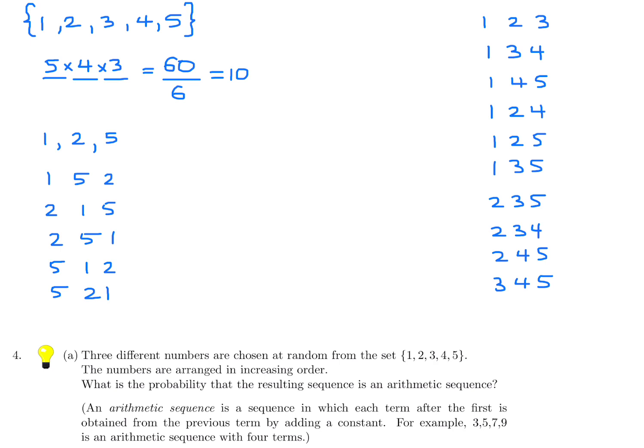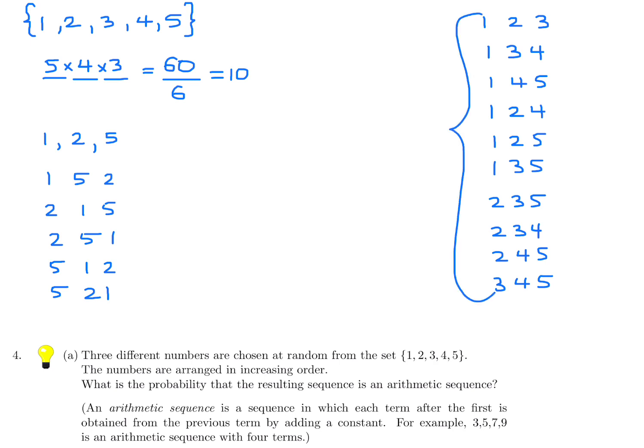Now, you say, well, why don't you include other ones? Like, for example, 4, 2, 1. Why wouldn't you include those? Because the numbers are arranged in increasing order. So that's why something like 4, 2, 1 would not be in our list.